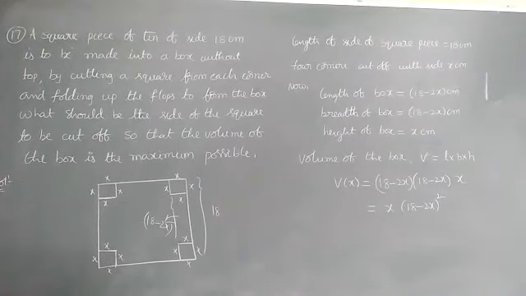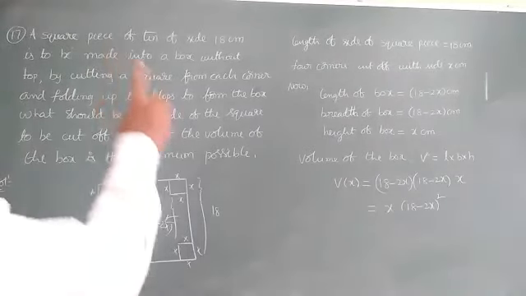Okay, student, first read the question. A square piece of tin of side 18 centimeter is to be made into a box without top by cutting a square from each corner and folding up the flaps to form the box. What should be the side of the square to be cut off so that the volume of the box is maximum possible?